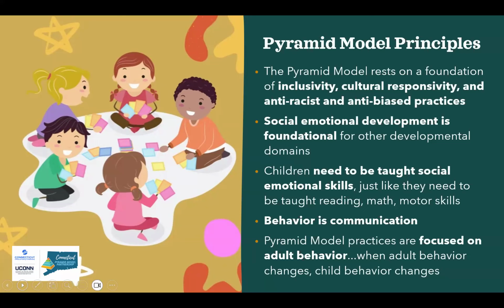And the final principle of pyramid model is that pyramid model practices are focused on adult behavior. When adult behavior changes and really sort of scaffolds environments that are naturally supportive, child behavior changes as well.